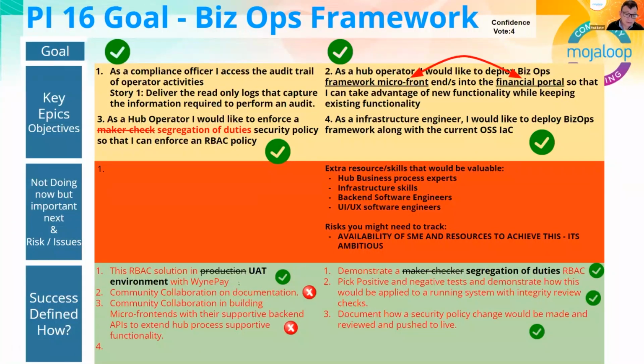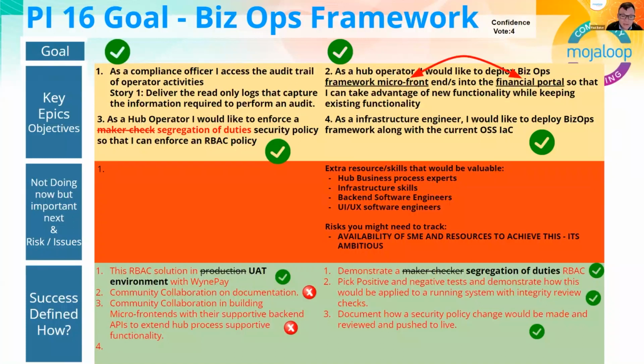Okay, then how do we define success? We said that we wanted it in production somewhere. Well, we didn't quite make production, but what we do have is we've got it in the UAT environment for WinePay, which is one step away from production. So half a tick there.